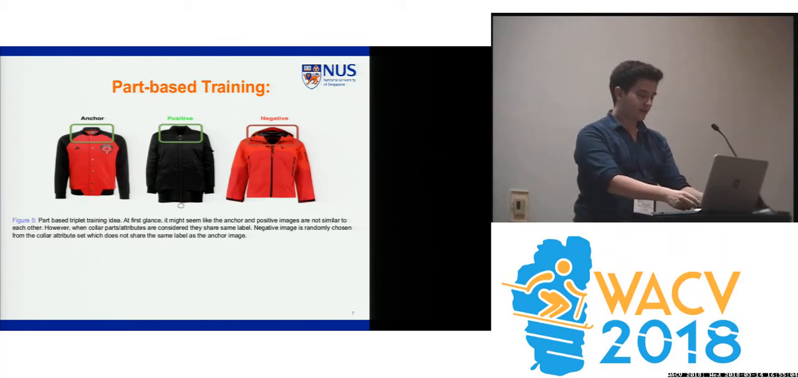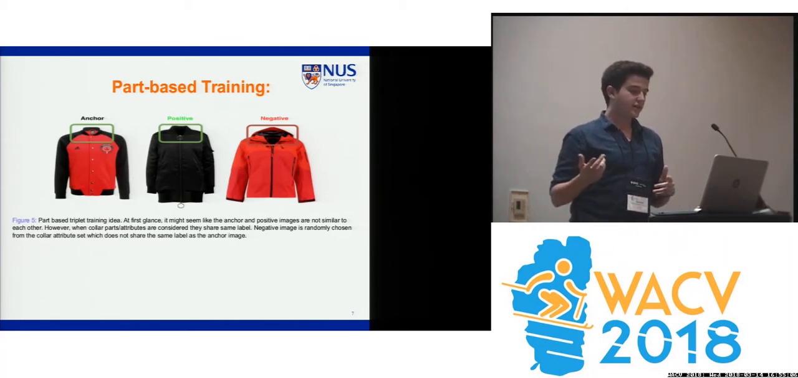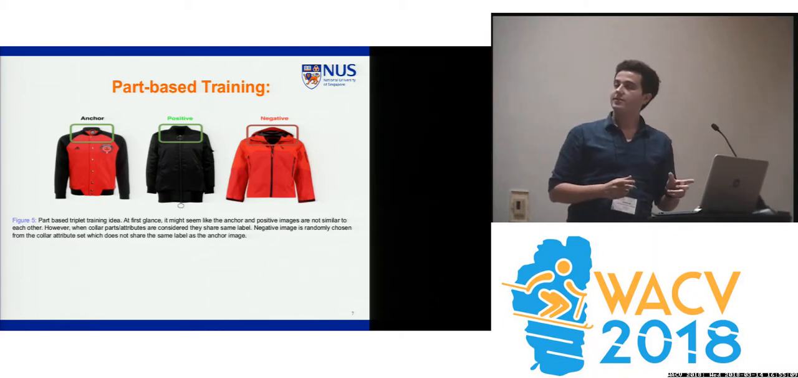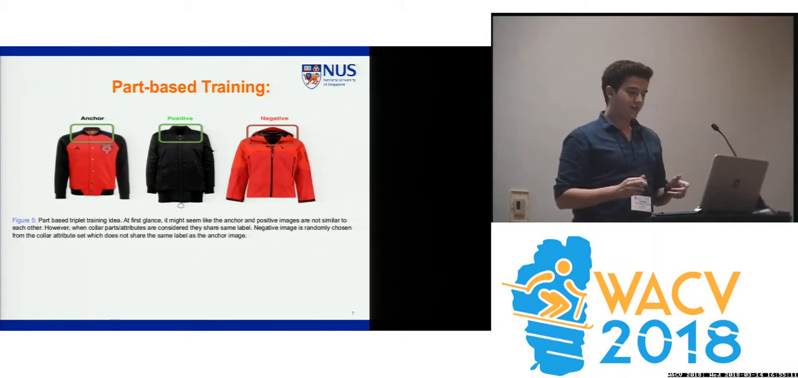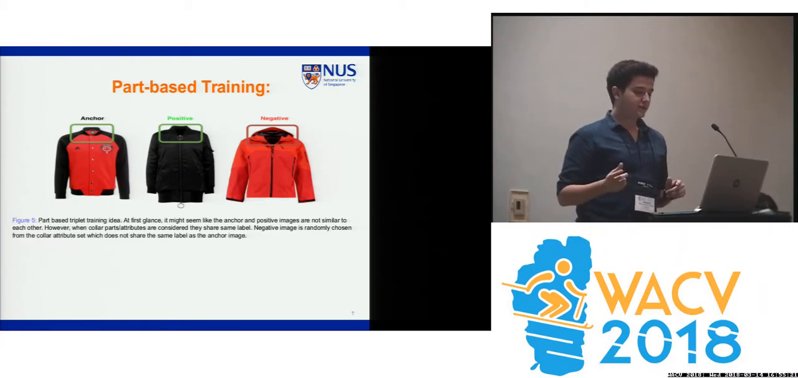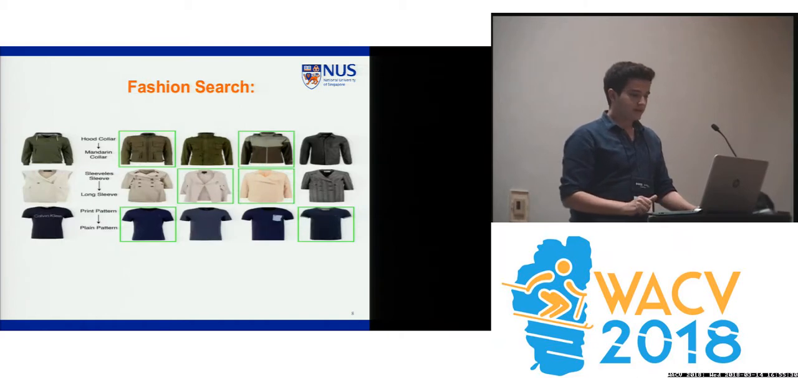And in this part, we use a region of interest pooling idea to train the network with respect to parts. So the idea of part-based training is, at first glance, this anchor and positive images might seem not that similar. However, when you look at color parts and attributes, they actually share the same label, and the negative image is randomly chosen from the color attribute set, which does not share the same label as the anchor image.